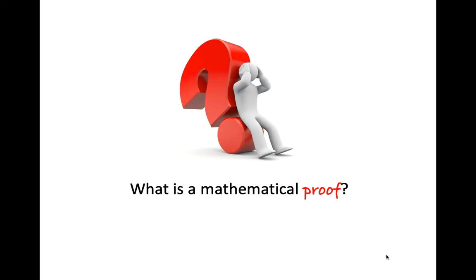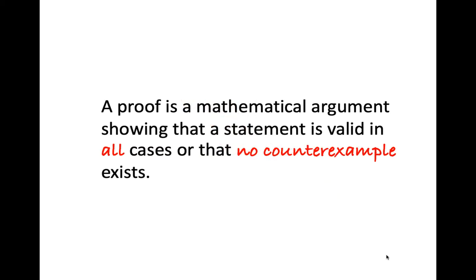So to start off with, I want to give you a definition for a mathematical proof so you will understand what it is we're trying to accomplish. A proof is a mathematical argument showing that a statement is valid in all cases, or in other words, no counterexample exists at all. So we're going to be taking a look at how we create something that proves beyond a shadow of a doubt, completely airtight, that something is true, so that we know for certain that there's no counterexample out there that could come in and knock our idea out of the water.